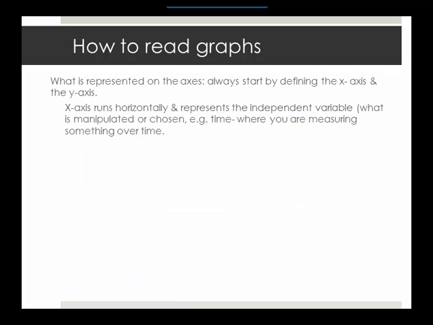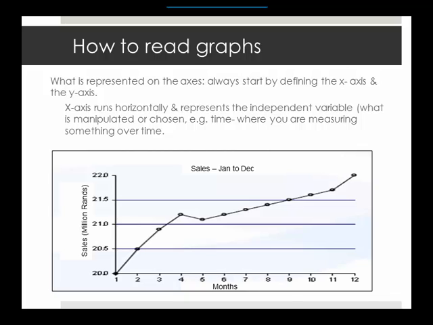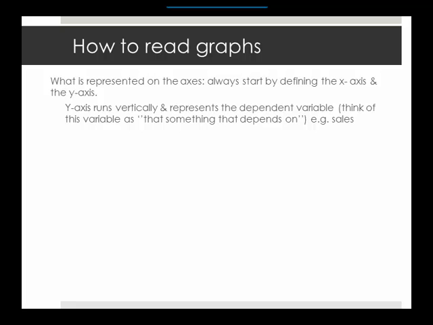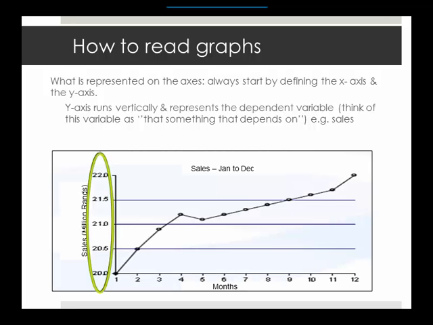Second, what is represented on the axis? Always start by defining the x and the y axis. The x-axis runs horizontally and represents the independent variable, what is manipulated or chosen, example time, where you are measuring something over time. What is represented on the y-axis? The y-axis runs vertically and represents the dependent variable. Think of this as the variable that something depends on, example, sales.